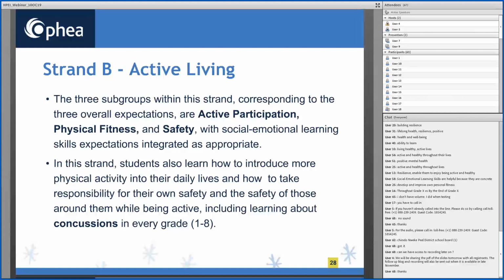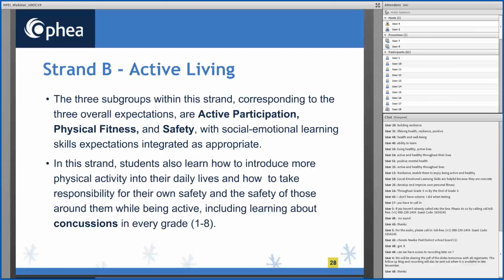And many of you mentioned in the chat around safety as being part of your planning, as well as healthy active living, lifelong active living, that type of thing. So this is where active living falls into all of those planning pieces. The three subgroups that are associated with this strand are active living, physical fitness, and safety, with the social emotional learning skills, as Gail mentioned, integrated where appropriate.